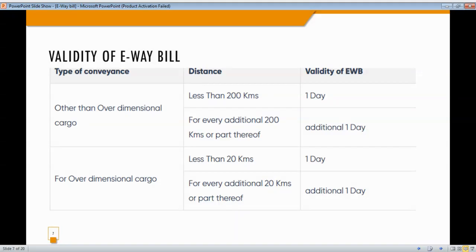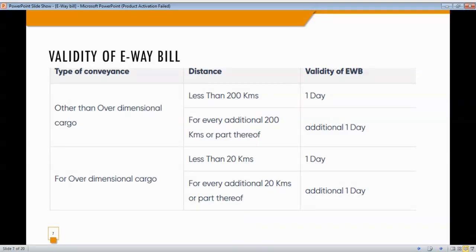The first one, that is other than over dimensional cargo, is also called standard cargo. So let's have an example for this conveyance. A registered electronic manufacturer, that is the consignor, ships a consignment of laptops to a retailer, that is the consignee, in another city. The distance from the manufacturer to the retailer is 250 kilometers. For the distance of 250 kilometers, the e-way bill is valid for 3 days.